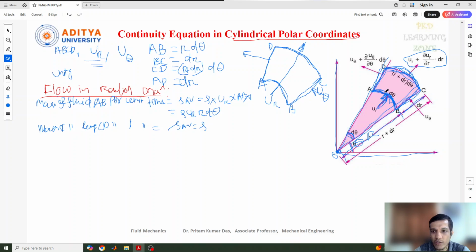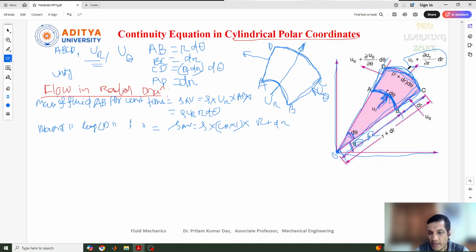that is unit thickness, into the velocity. So here also you can write rho into ur. The value of CD, you can write area CD into 1. This is the area, and what is the velocity value here? Now here it is ur, but if you see the velocity at r plus dr, because this is the distance traveled by this fluid through this surface, so that will be r plus dr.